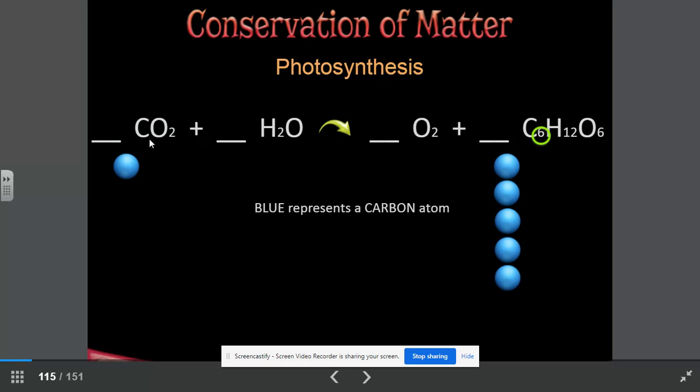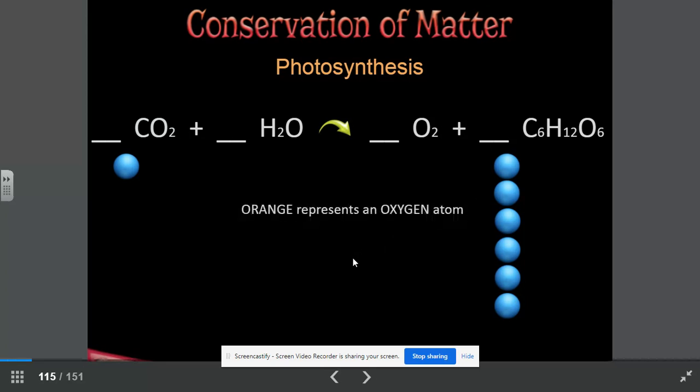Here's our carbon, there's 1. When there's no subscript, just like when there's no coefficient, you know that it's 1. Over here, we have the subscript 6, so I know that there are 6 carbon atoms. There they are: 1, 2, 3, 4, 5, 6.